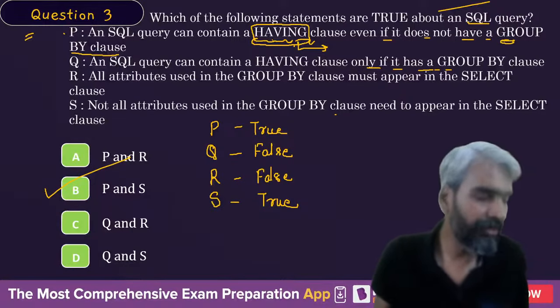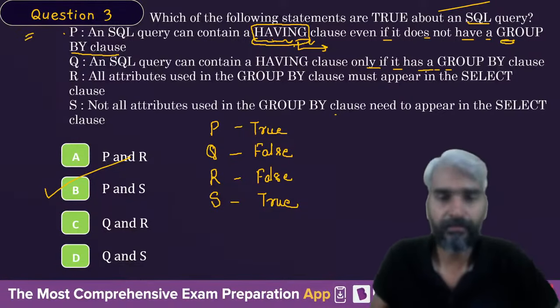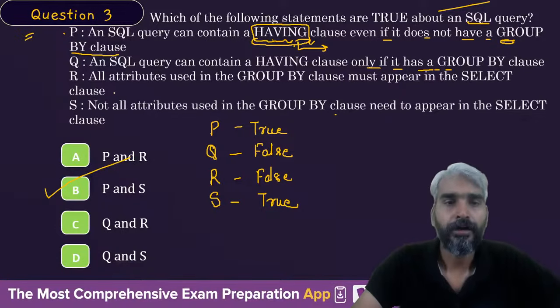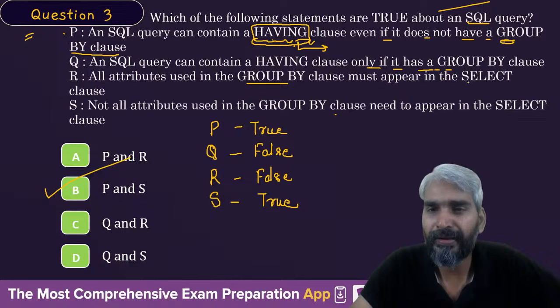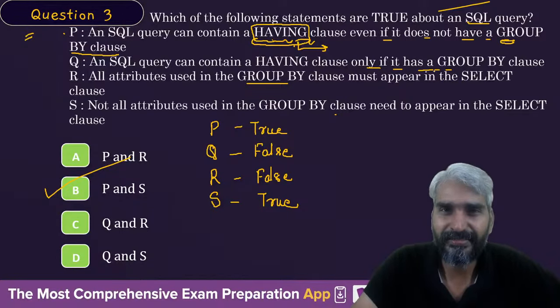Nallam and Harsh, got the idea? All attributes used in group by clause must be appearing in the select clause. Is it necessary?